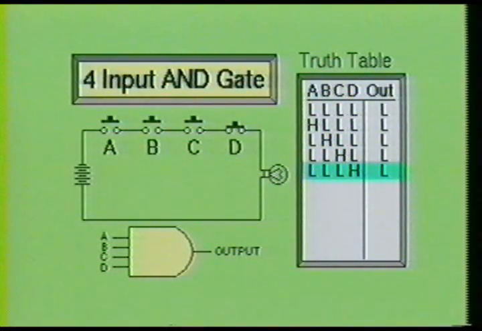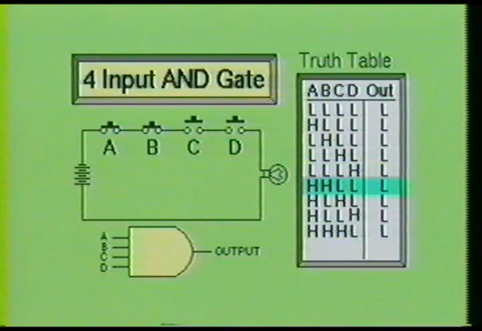Next, by energizing only switch D, the lamp remains in an off mode. Once again, the truth table shows that a low on switches A, B, and C and a high on switch D will produce a low at the output. As you can readily see, by energizing only one switch at a time, the output of the circuit will remain in the low state. Therefore, to get the lamp to turn on, we must energize more than one switch at a time.